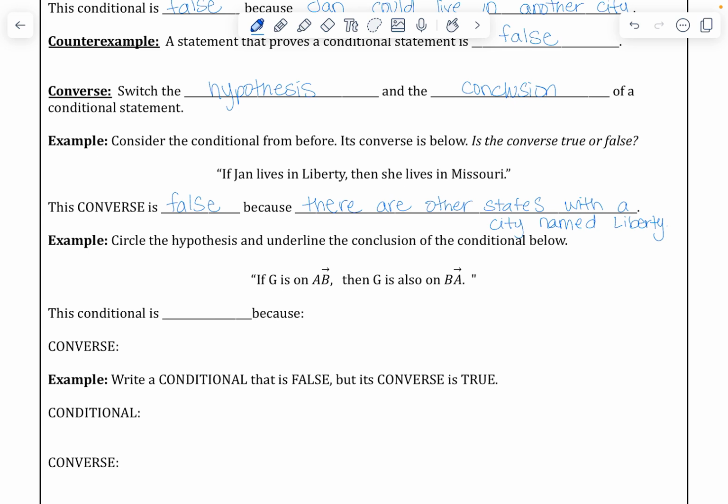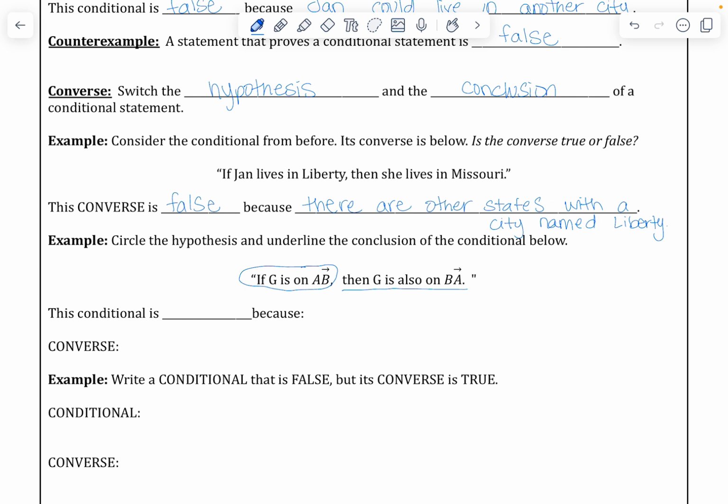Okay, next example. Circle the hypothesis and underline the conclusion of the conditional below. If G is on ray AB, then G is also on ray BA. So they want us to circle the hypothesis. So remember, the hypothesis is the if part. So we're circling the if part. Okay, and then they want to underline the conclusion. So then is the conclusion part.